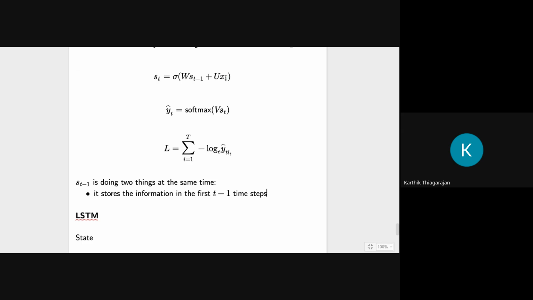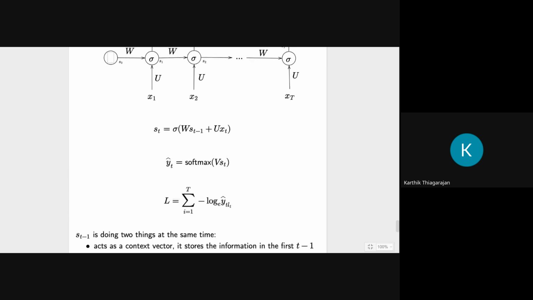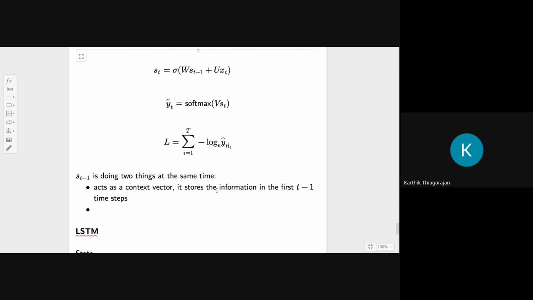And then with information from the current time step, it updates itself to st and it keeps on passing this information, right? So one thing it does is it acts as a context vector, by storing information in the first t time steps, right? That is one job that it does. Now, if you look at this image, right, it does another job also. The same ST is only passed through this output neuron to arrive at a decision. So it's also doubling up as a decision. It also helps in making a decision. So it's like also a decision vector.